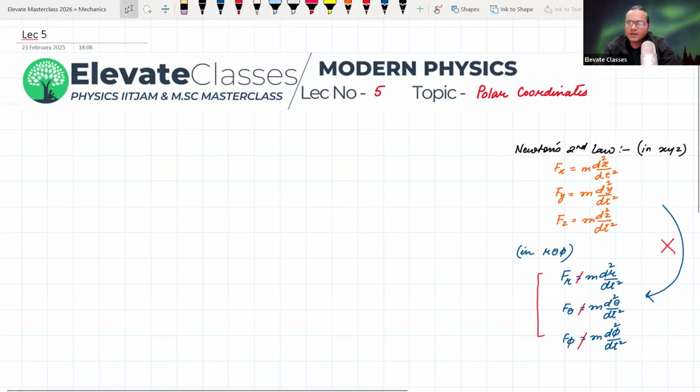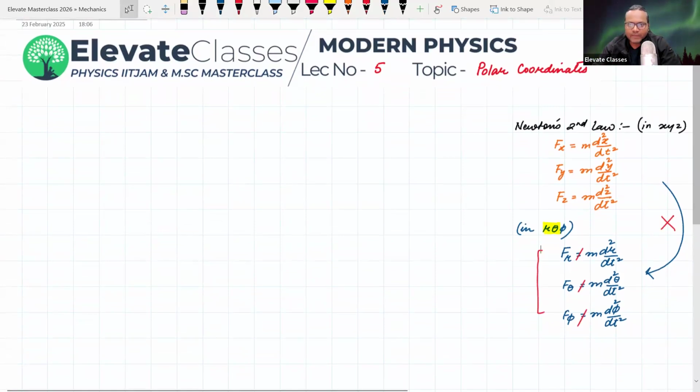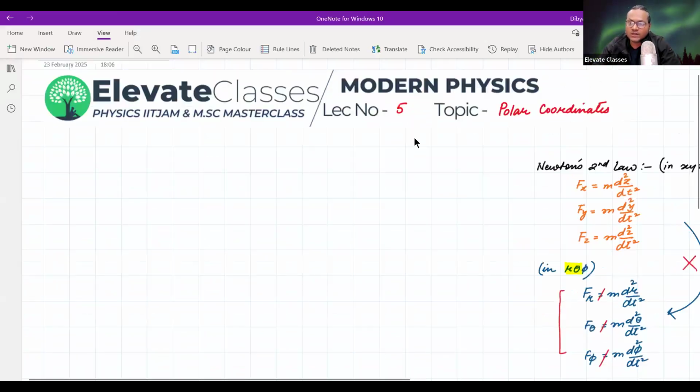What are polar coordinates? Polar coordinates are essentially spherical coordinates, but only when we are considering 2D motion. So we are only interested in r and theta for the time being. Okay. So what is a coordinate system? A coordinate system is very, very important because we want to study motion in mechanics. But to study motion, we must define certain quantities. We must define position, first of all. Because if we cannot define position, we cannot define velocity, then we cannot define acceleration.